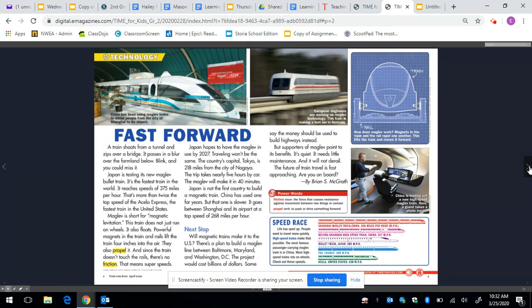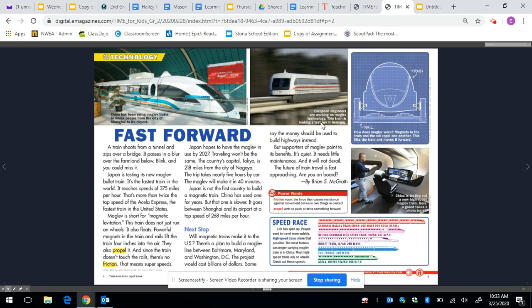Here's some more pictures. Our heading here is fast forward. There's a few captions here. This one says China has been using maglev trains to whisk people from the city of Shanghai to its airport. It says European engineers are working on maglev technology. This train is making a test run in Germany.